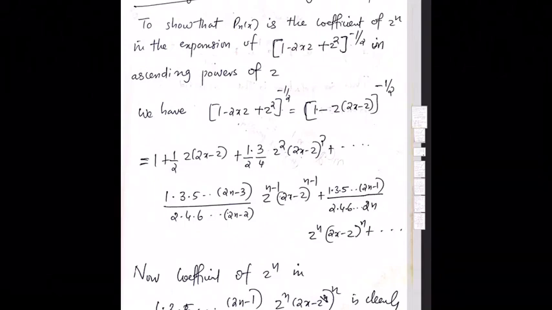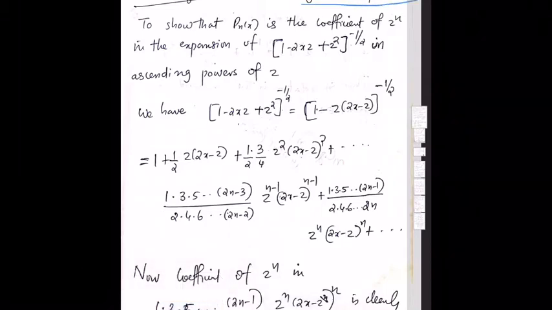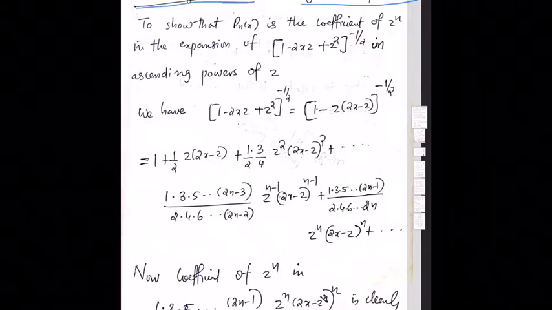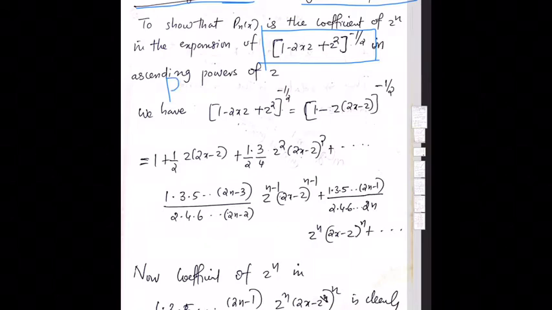Today we are going to have a generating function for the Legendre polynomial. The generating function is this: (1 minus 2xz plus z squared) to the power minus half. This is the generating function of the Legendre polynomial, and we are going to prove this.